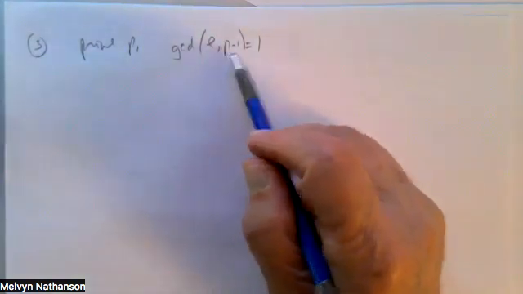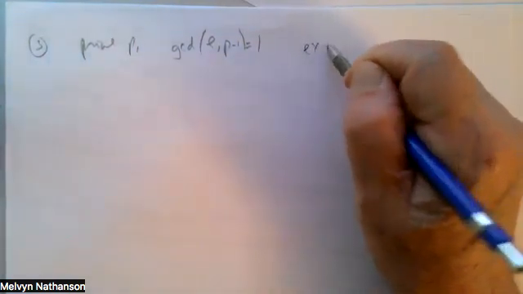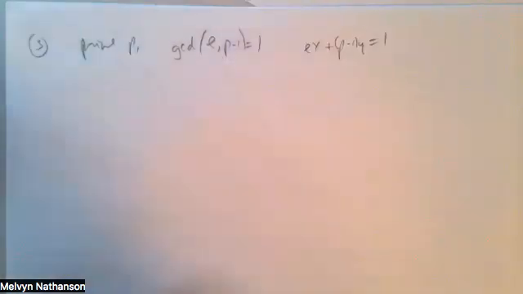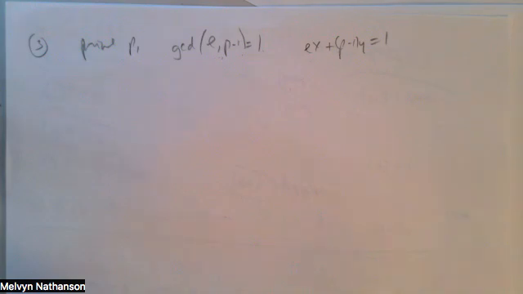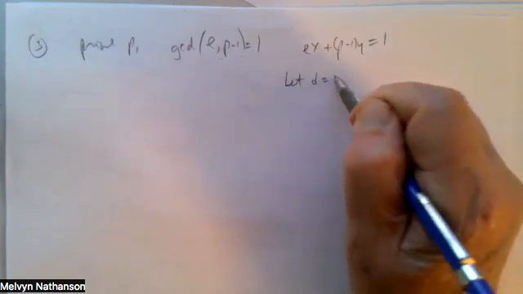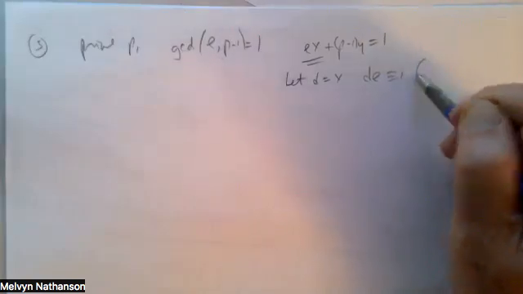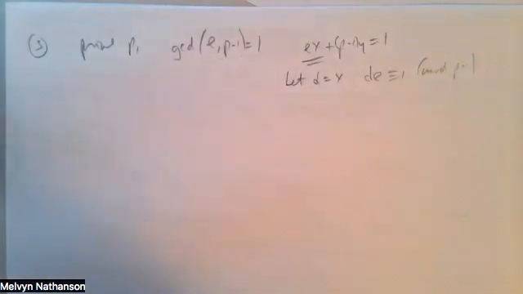So if the GCD of E and P minus 1 is 1, that means that there are numbers X and Y such that EX plus (P minus 1)Y equals 1. That's from the Euclidean algorithm, right? If two numbers are relatively prime, some linear combination of them is 1. So you just let D equal the number X, and then D times E is congruent to 1 mod P minus 1.